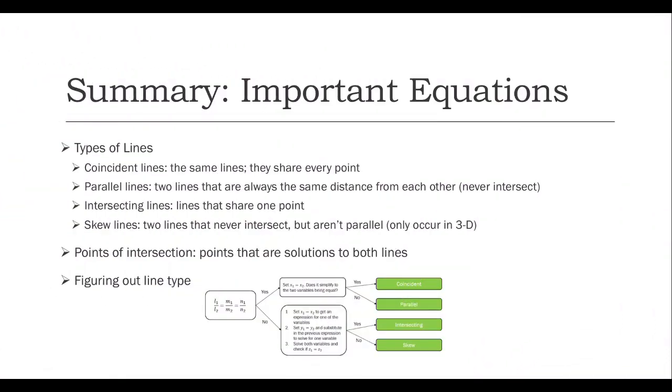So in summary, the types of lines we have are coincident lines, which are the same lines, so they share every point. Parallel lines, which are two lines that are always the same distance from each other and never intersect. Intersecting lines, which are lines that share only one point. Skew lines, which are two lines that never intersect but aren't parallel, so they only occur in 3D. And then we have points of intersection, which are the points that are the solutions to both lines.